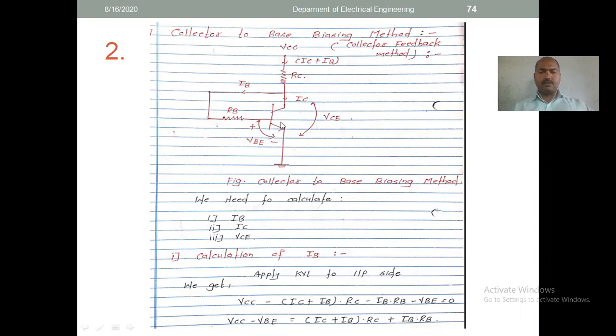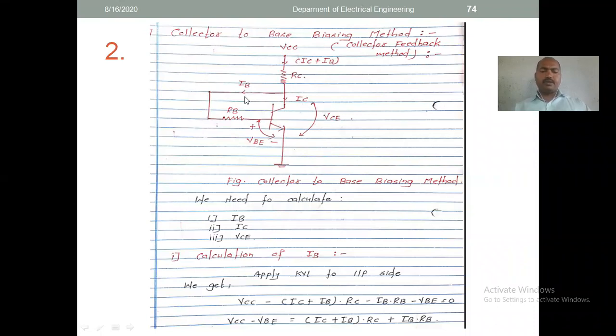So in this configuration also we have to calculate three things. One is the base current, second is the collector current, and third is VC. Only three things' calculation is the analysis of the collector to base biasing method. It is also called the collector feedback method. This sends the feedback to the base. Collector sends feedback to the base. That's why it is called the collector feedback method, right? So in this configuration we also calculate these three values: IB, IC, and VC. IB is related to the input, IC is related to the equation, that is beta times IB, and VC is related to the output, right?